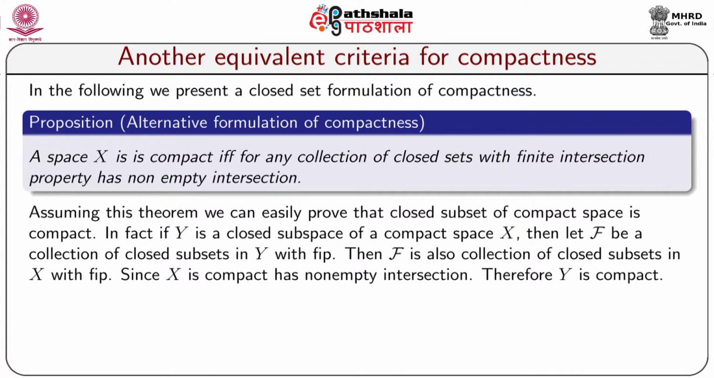In fact, if we take a closed subset of a compact space and now if we take a collection of closed sets in the closed subset with finite intersection property, then this collection of closed sets is also a collection of closed sets in the original space which has the finite intersection property. Now, since the original space has the compactness property, this collection of closed sets has non-empty intersection in the original space. That means it has non-empty intersection in the subset which is closed. Hence, a closed subset of a compact space is compact.